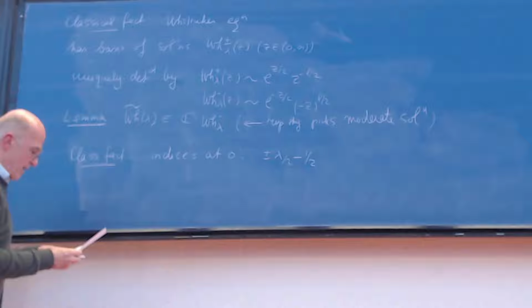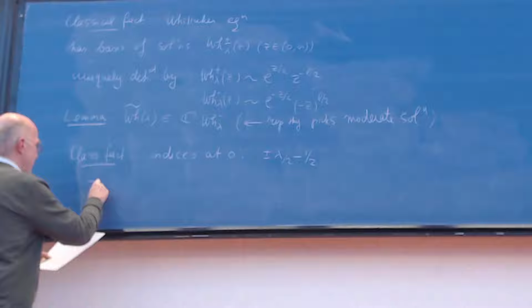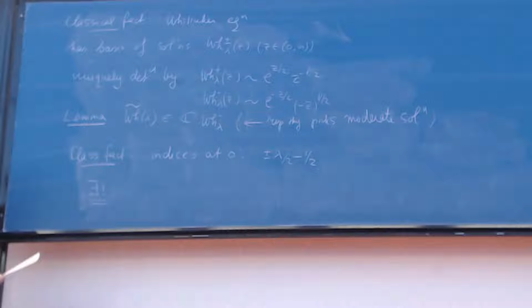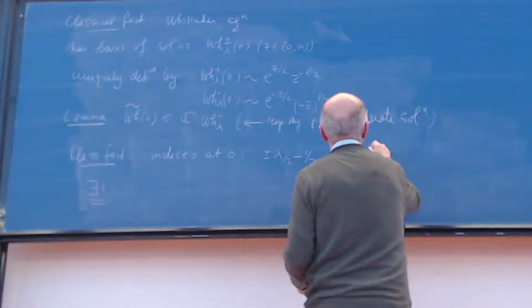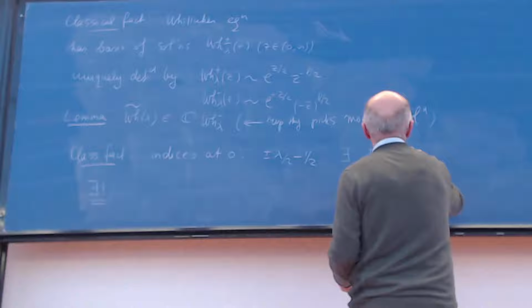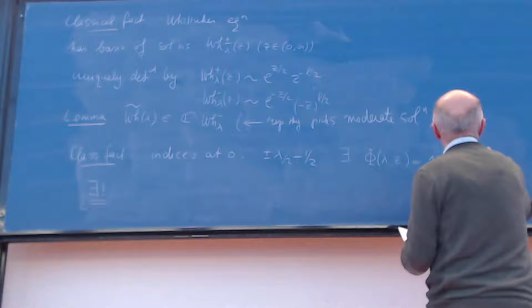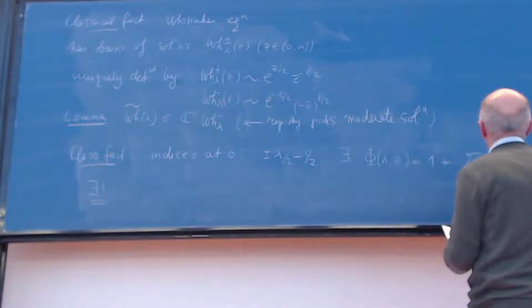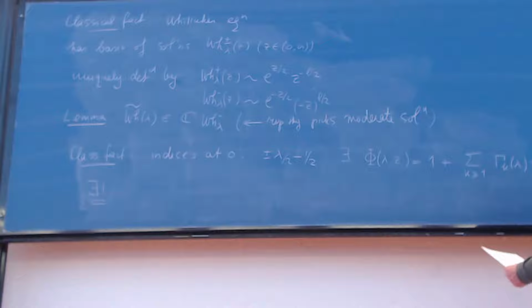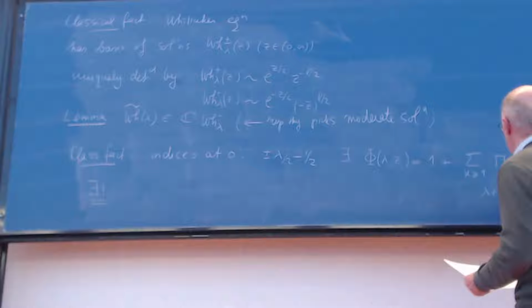what now follows from the theory of regular singularities is that there exists a power series phi of lambda comma z of the form 1 plus certain powers with coefficients that depend on lambda. I choose one in order to normalize things. So there exists such a function, which is a power series in Z. The radius of convergence is in fact infinity. And it depends meromorphically on lambda over C.